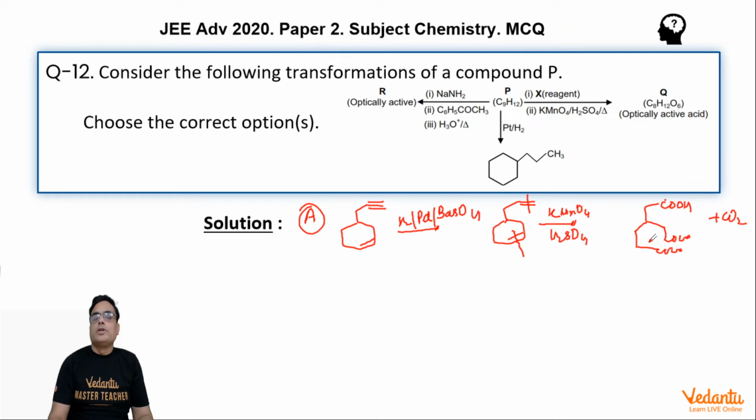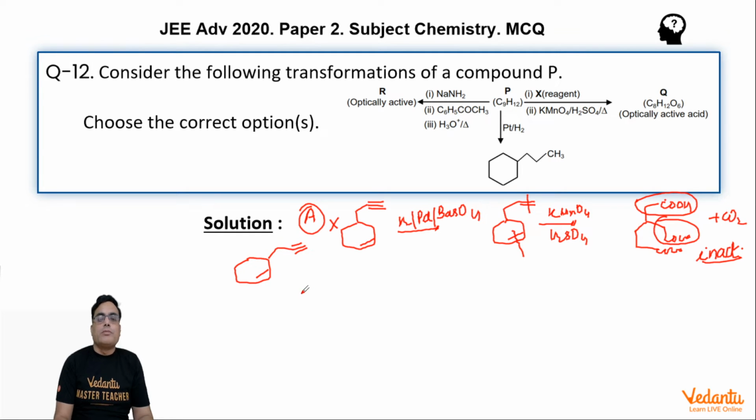And one CO2 is out, of course. Now you can see that this compound is not optically active because these two groups are identical. It is optically inactive. That means our P is not the structure given in option A, and option A is not the answer. So let us consider compound P as the compound given in option C.